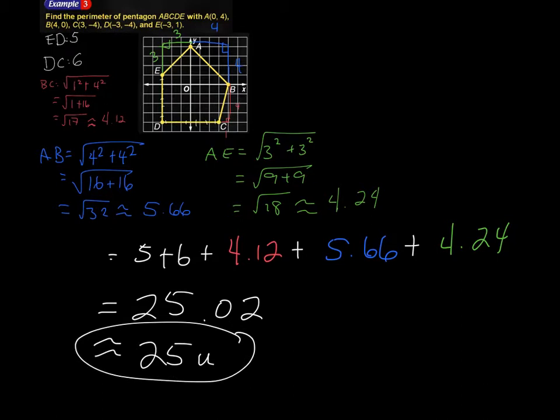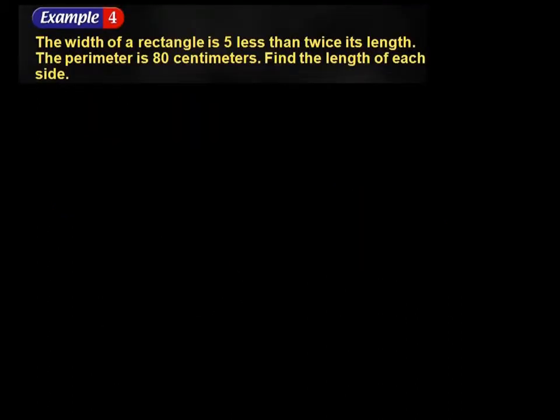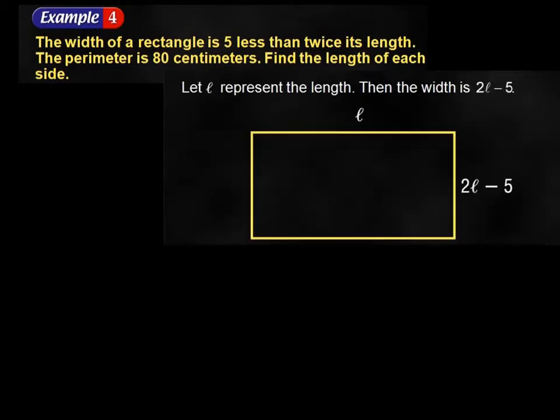Okay, that looked like straight out geometrical stuff. On our last example, we're going to use a little algebra. The width of a rectangle is 5 less than twice its length. The perimeter is 80 centimeters. Find the length of each side. Whenever you can draw a picture, you should draw a picture.